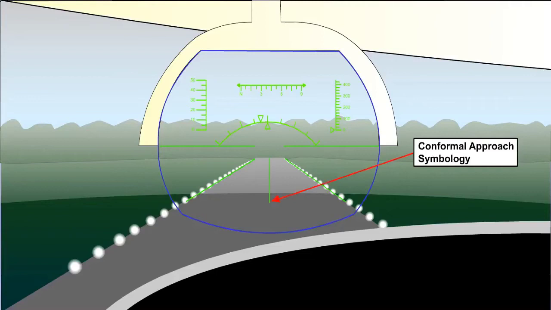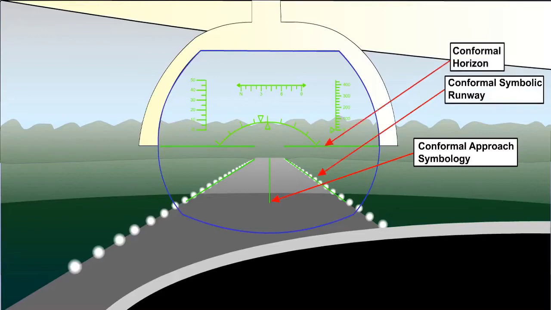Here we see the symbology for the correct approach centerline. Here are the runway edges. And this is the horizon.